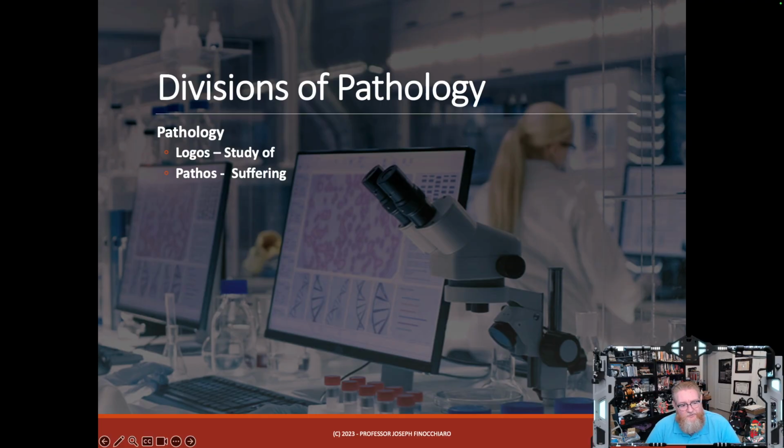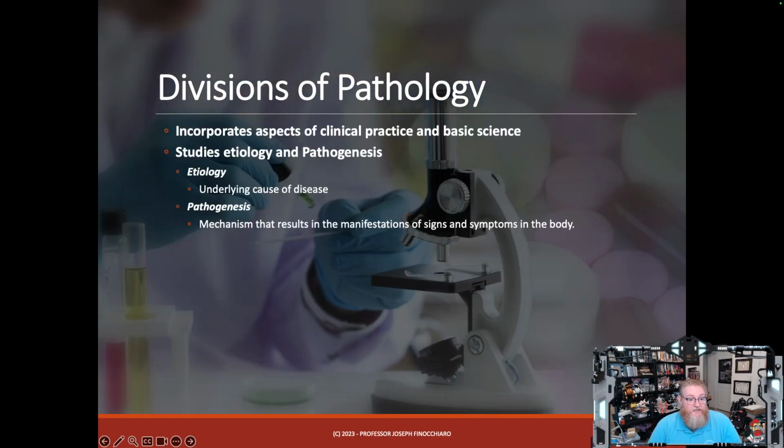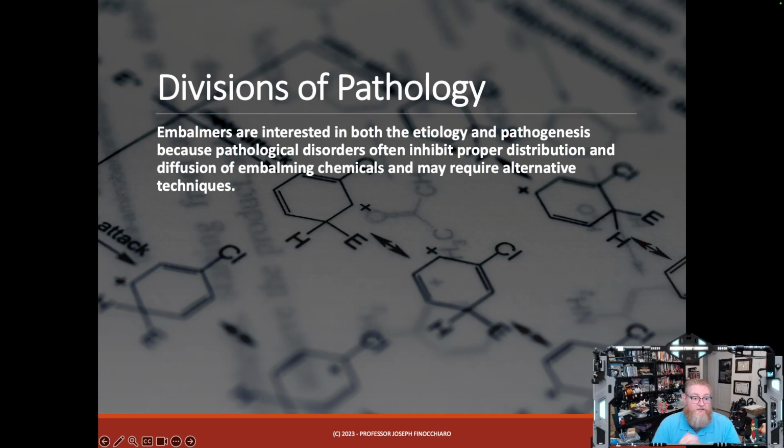Within pathology, we have the term pathology, which literally means the study of suffering, logos being the Greek term for study of, and pathos being the word for suffering. It incorporates aspects of clinical practice and basic science. It studies etiology and pathogenesis. Etiology is the underlying cause of disease, and pathogenesis is the mechanism that results in the manifestations of signs and symptoms in the body. Embalmers are interested in both the etiology and pathogenesis, because pathological disorders often inhibit proper distribution and diffusion of embalming chemicals and may require alternative techniques.